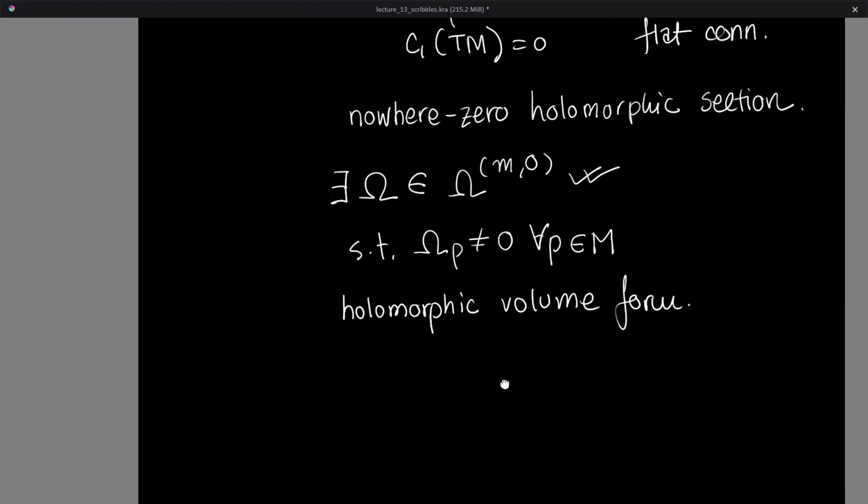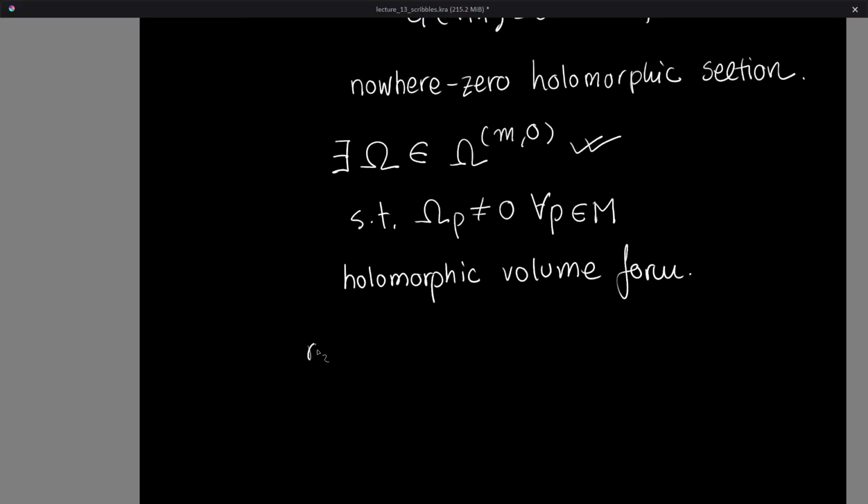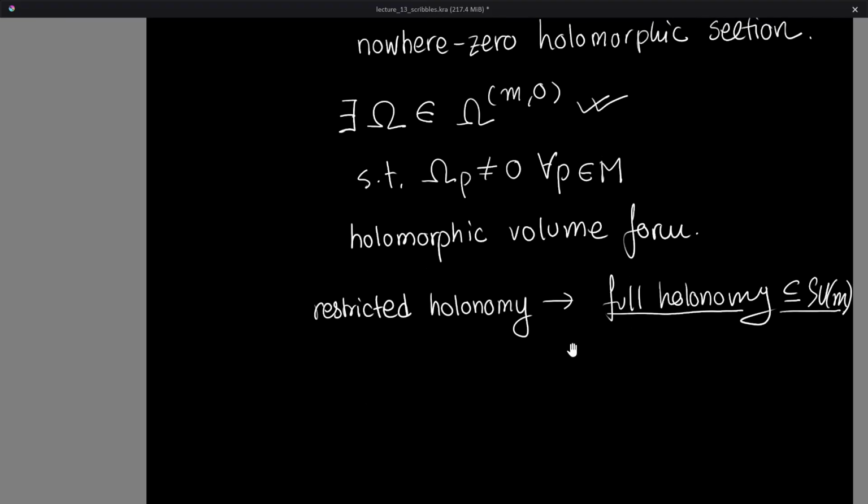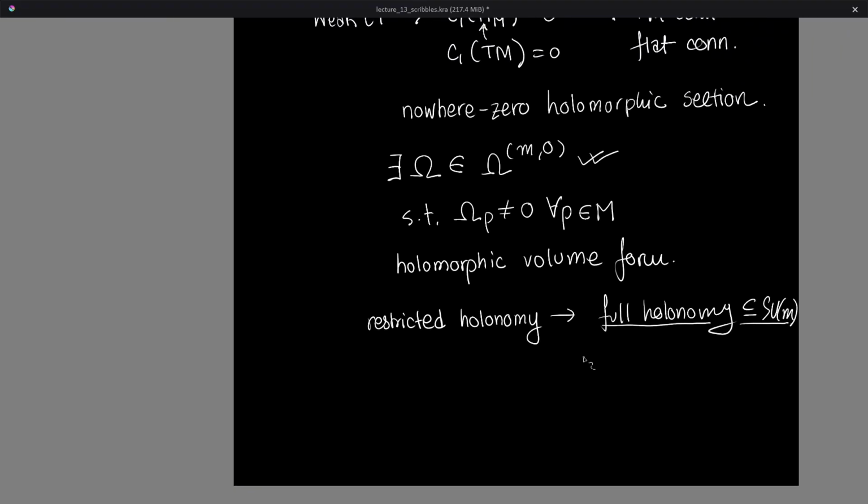But it also means that we upgrade our restricted holonomy to the full holonomy. So the full holonomy is now a subset of SU(m), which is pretty nice. And so that is the definition for the strong Calabi-Yau, and we have one left, which is the strict Calabi-Yau. This one is pretty simple.